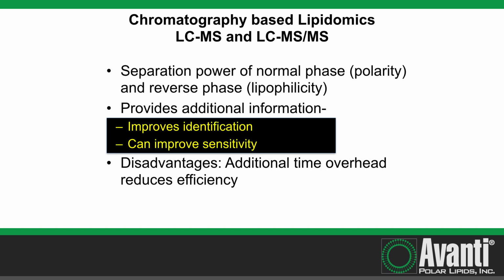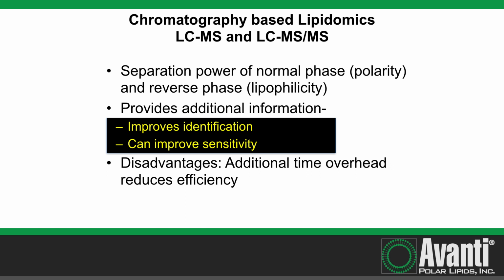So the chromatography-based lipidomics, either LCMS, which I showed you, as well as LCMS-MS, are very powerful, widely used techniques. We employ the separation power of normal phase for polarity or reverse phase for lipophilicity to separate lipids into different molecular species or into different classes. And this improves our ability to identify them and to quantitate them. This is an important feature, as you'll see in my next topic, that identification of lipids can be a real problem, and this chromatographic step is really an important part of the identification process. It can also improve sensitivity because you're removing major lipids from some minor lipids, and so you can see them quite well.